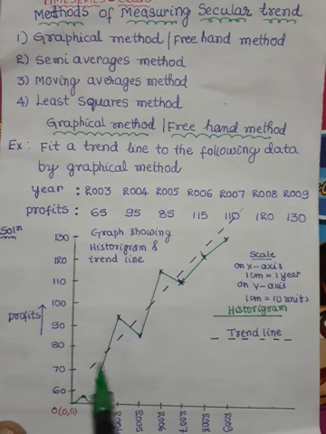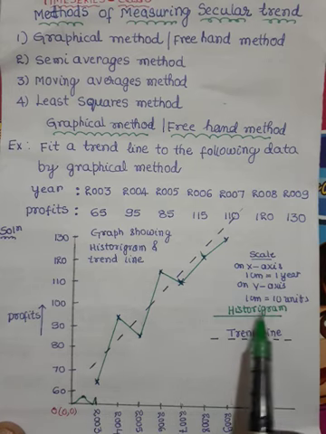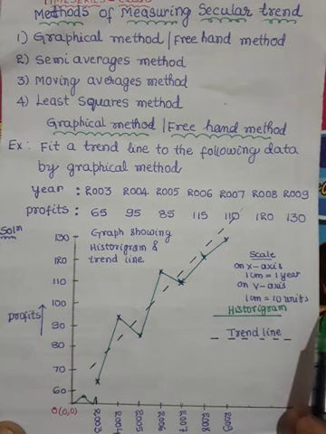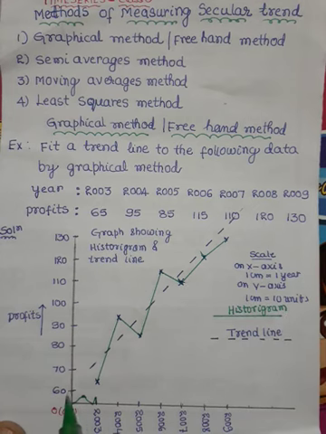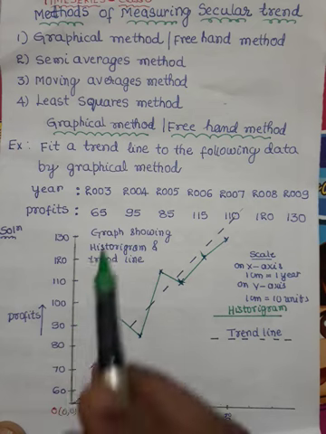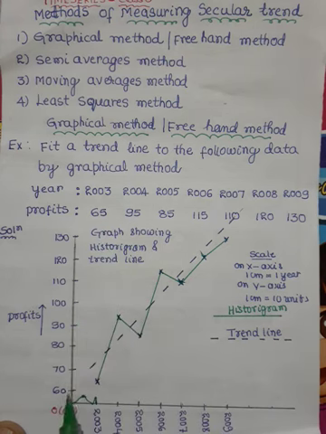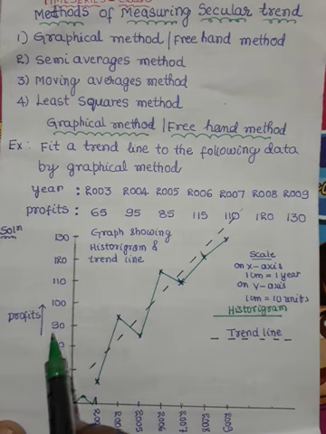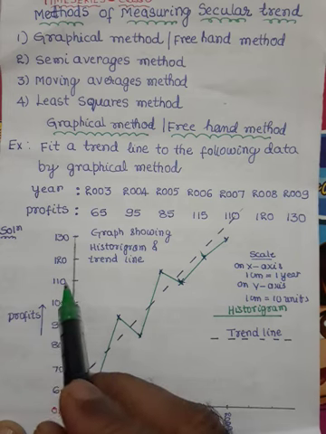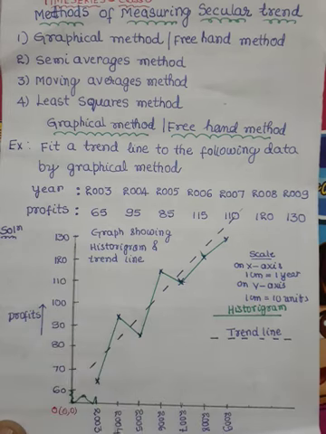On the y-axis, we have taken the scale 1 centimeter equals 10 units. The minimum value is 65, so we have taken 60. From the origin to 60 we have no scale, so this is shown by a broken line, which is called a false baseline. From 60 onwards the scale is 1 centimeter equals 10: 60, 70, 80, 90, 100, 110, 120, 130.